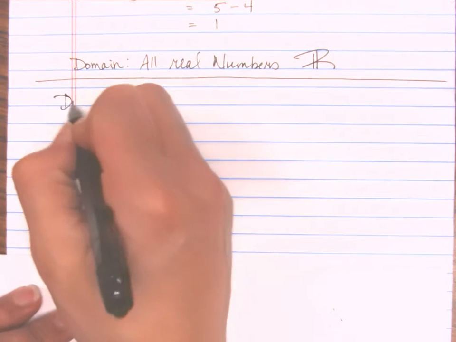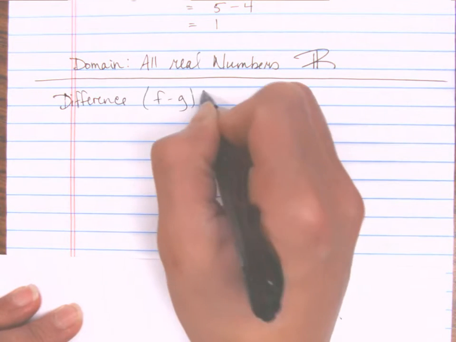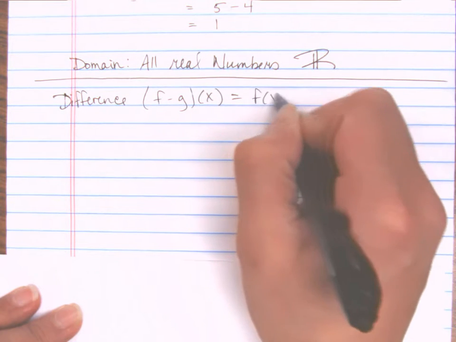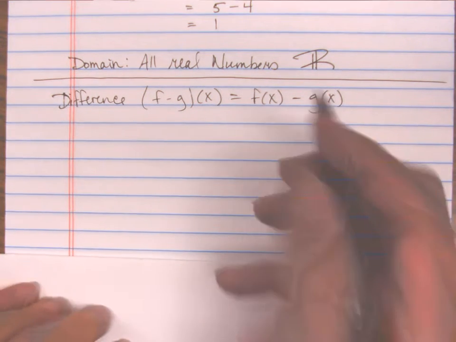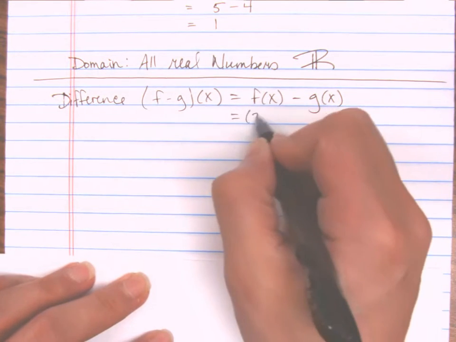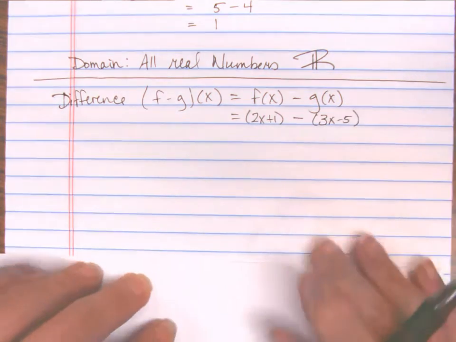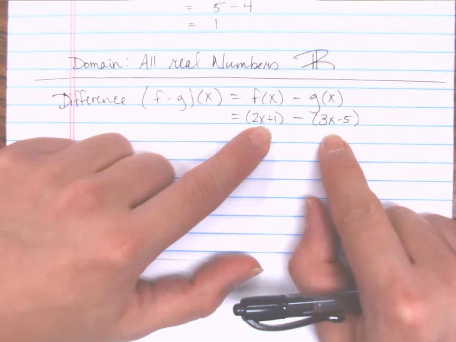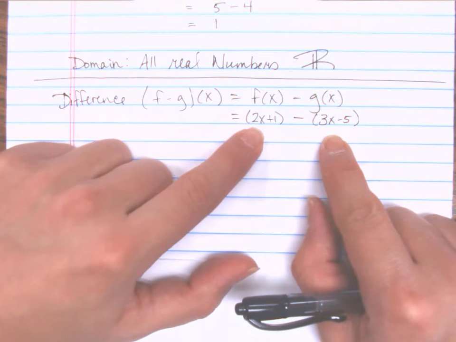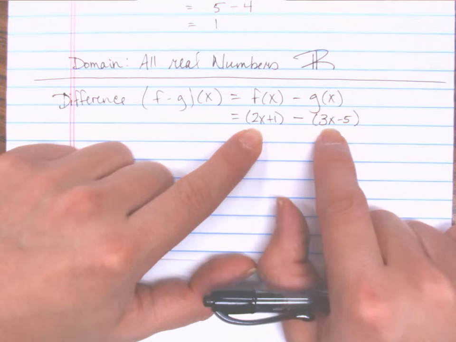Let's find the difference. We said that f minus g of x equals f of x minus g of x. Okay, so plugging in my two equations, I have (2x plus 1) minus (3x minus 5). Once again, I don't really need this first set of parentheses, but on the second, I have a minus sign in between them. That means I need to distribute the negative across this set of parentheses.